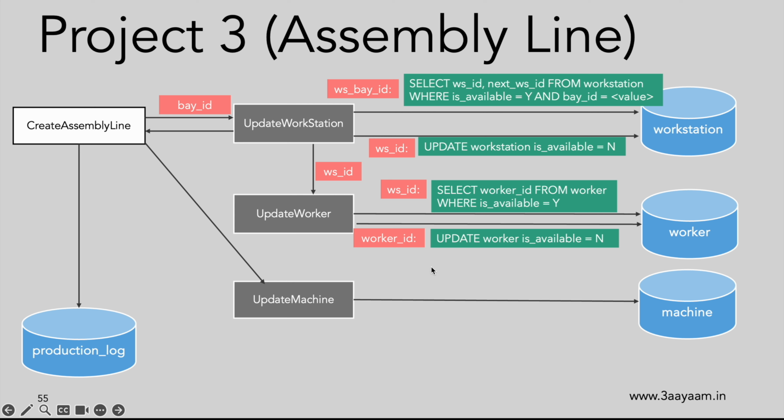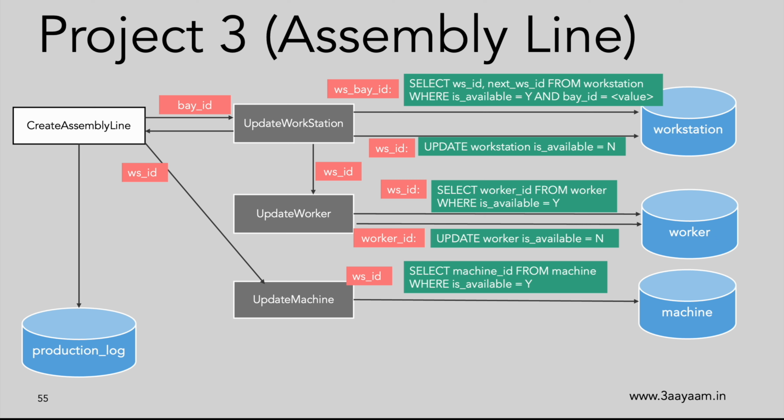When both of these are done, when the worker ID is retrieved along with the workstation ID, the same workstation ID would be used to call another API, which is update machine. This API would use this workstation ID to select the machine ID that is available and mark it as unavailable for the particular machine ID.